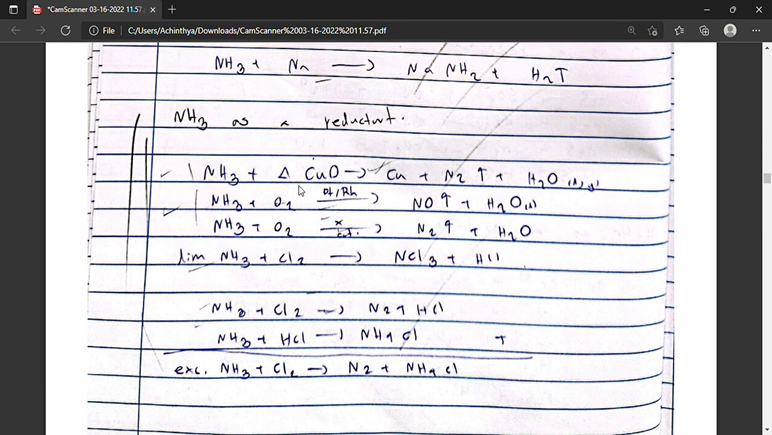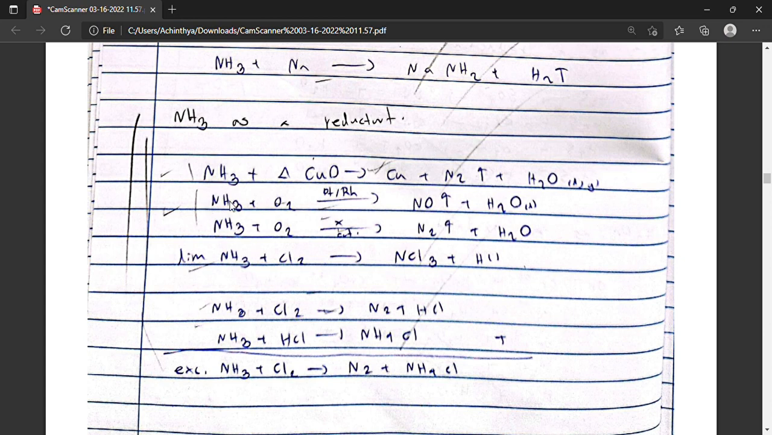Now let's talk about how ammonia acts as a reductant. Here we'll take our first example where ammonia reacts with heated copper oxide to form copper, nitrogen, and water or steam. Here the copper in copper oxide is in +2 oxidation state and it gets reduced into 0 oxidation state in copper, while ammonia, the nitrogen oxidizes itself from -3 to 0 oxidation state.